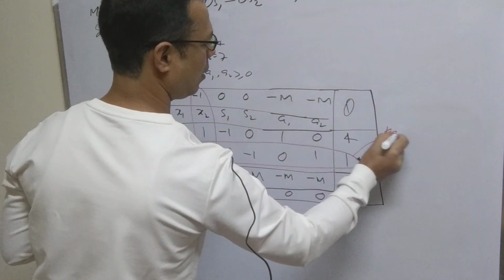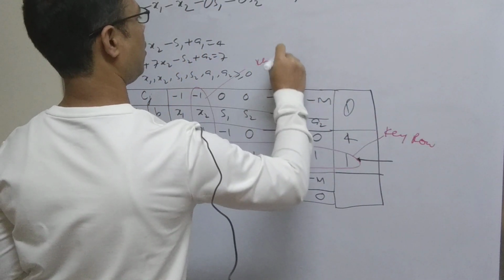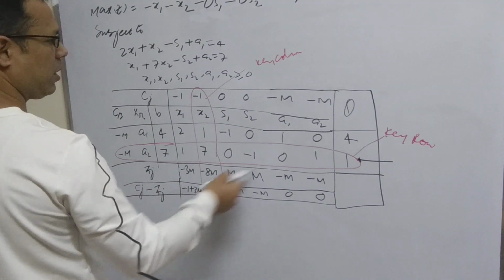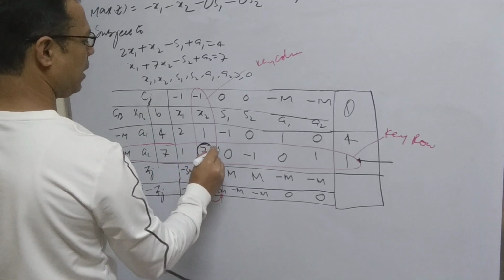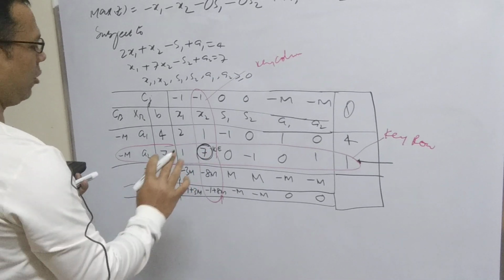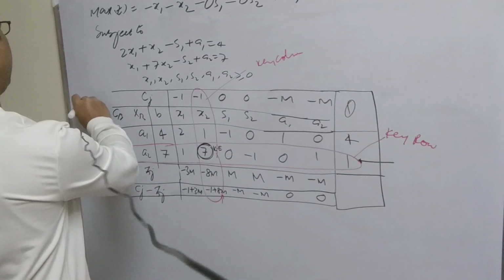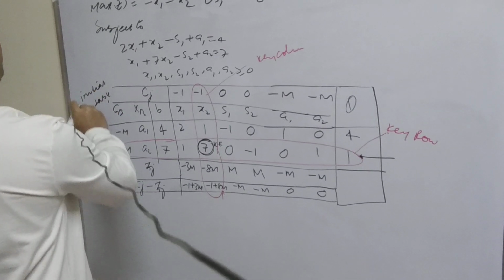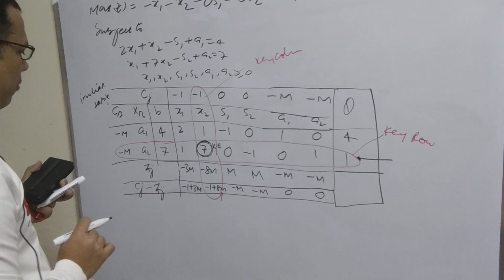Now I am going to write the name key row. This one was the key column. And the intersection of the key row and key column will give you the key element. This key element I have written in abbreviated form KE, that is key element. Now here the initial table steps are going to stop. Initial table finished. Now we are going to move into table 1.